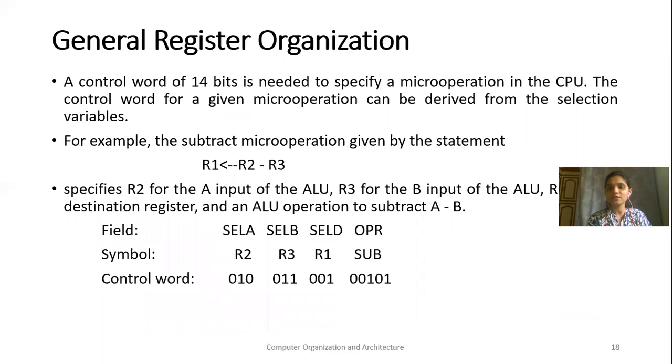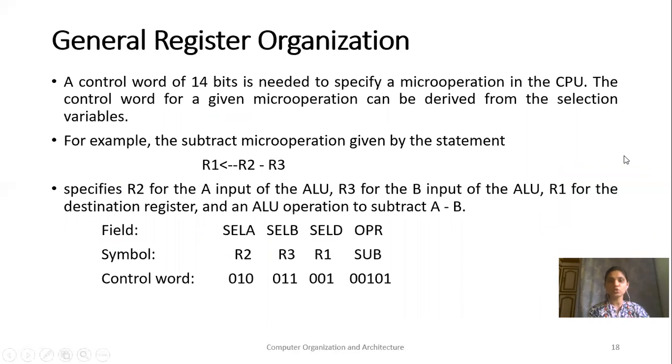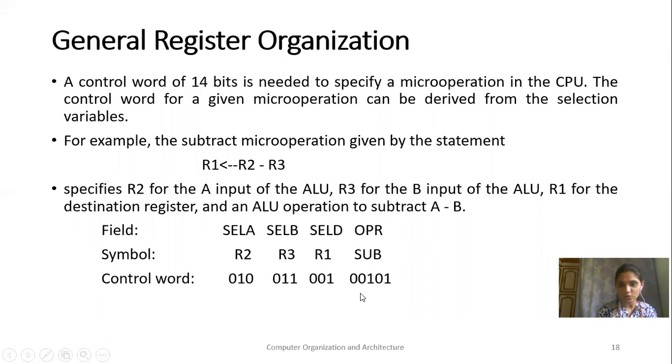For example, if your operation is subtraction, you are subtracting the content of the R2 register and R3 register and storing the result into the R1 register. So how can you represent this? Selection A will be R2, selection B will be R3, selection D will be R1. That is the same. But your operation is going to be subtraction. For subtraction, you have the operation as 00101. So in this way, your 14-bit selection for this micro-operation of subtraction is like this.